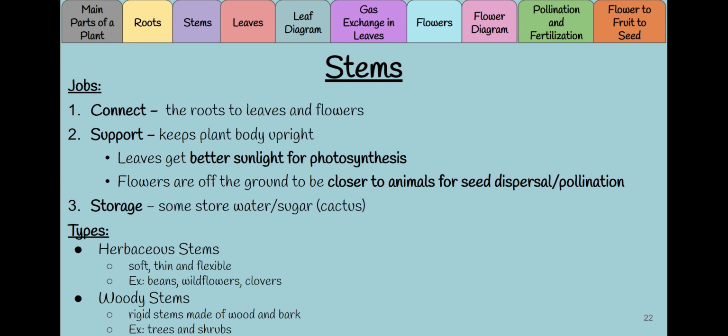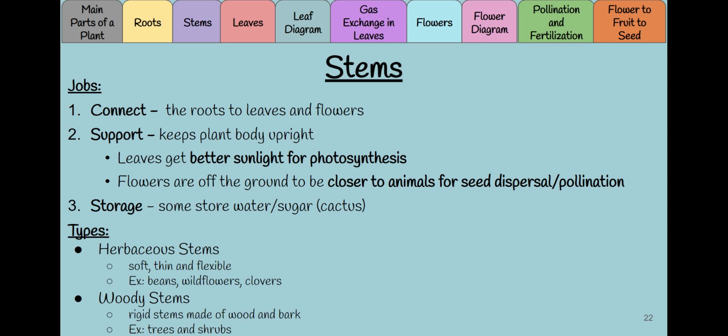Now we talk about stems. Stems have two jobs: to connect the roots to leaves and flowers, and then offer support, keeps the plant body upright. Leaves get better sunlight for photosynthesis. Flowers are off the ground to be closer to animals for seed dispersal and pollination.